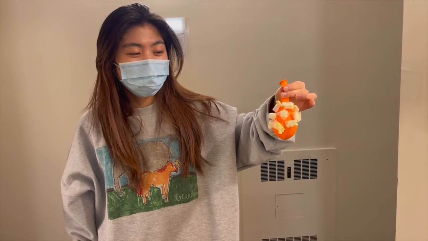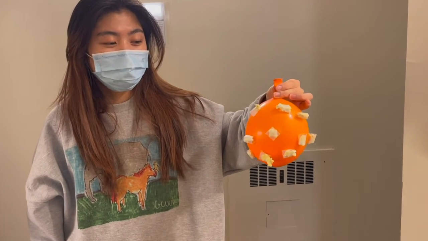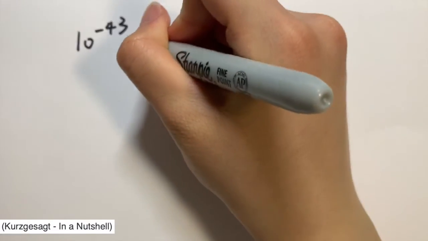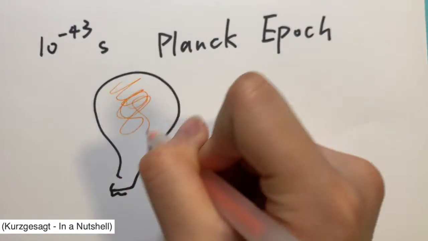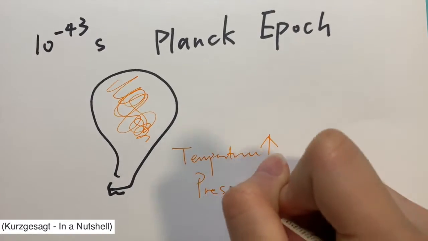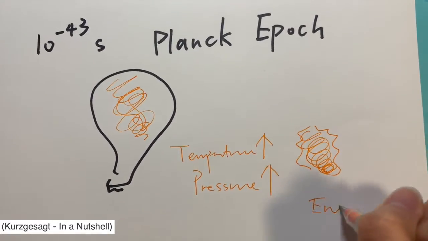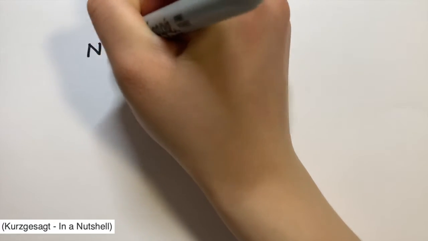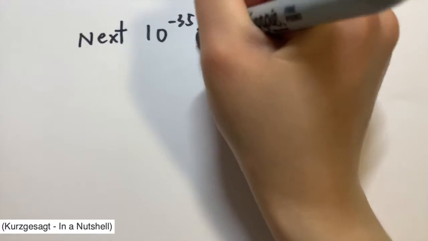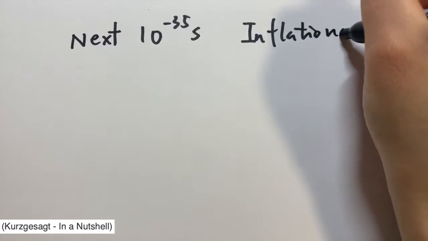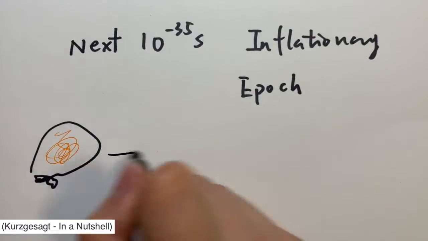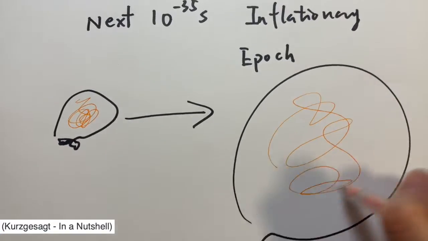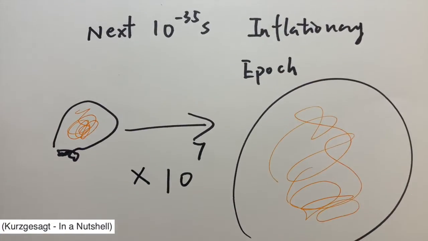So in order to win this contest today, I would like to explain to you what happens inside the balloon. In the first 10^-43 seconds, which we call the Planck epoch, temperature and pressure are so high that everything inside is in one form, energy. Then in the next 10^-35 seconds, which we call the inflationary epoch, inflation happens and the size of the tiny ball expands to about 10^7 of the original size.